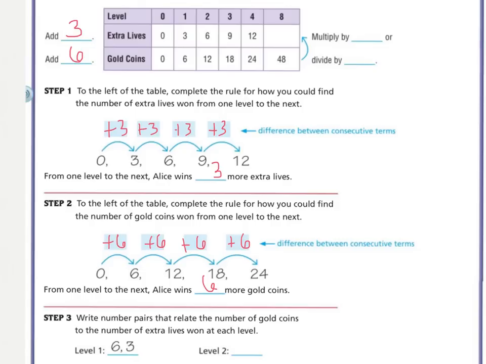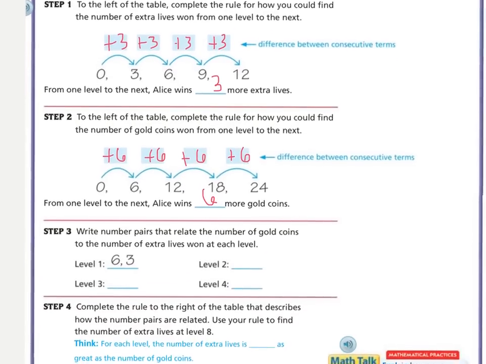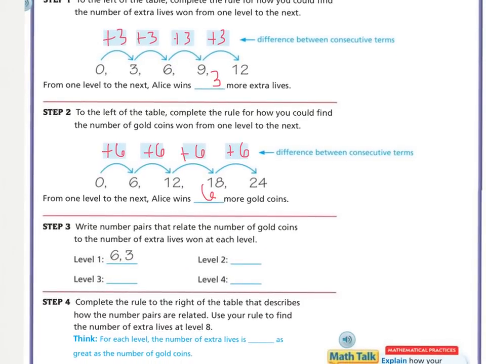So if you write these as pairs, 6, 3. Remember number 1 was, so this is level 1. What they did this time for level 1 was this is the number of coins, so I'm going to put a C above it, and the second one is the number of lives. It's important to remember which one you wrote first. So if level 1, the coins is 6 and the lives are 3. Level 2, 3, 4. Fill those out.